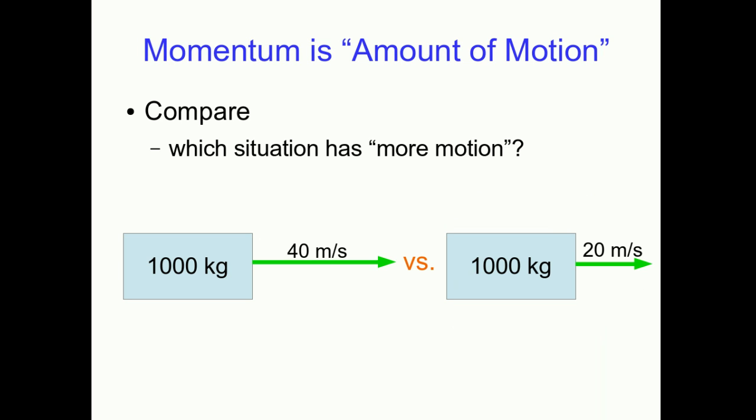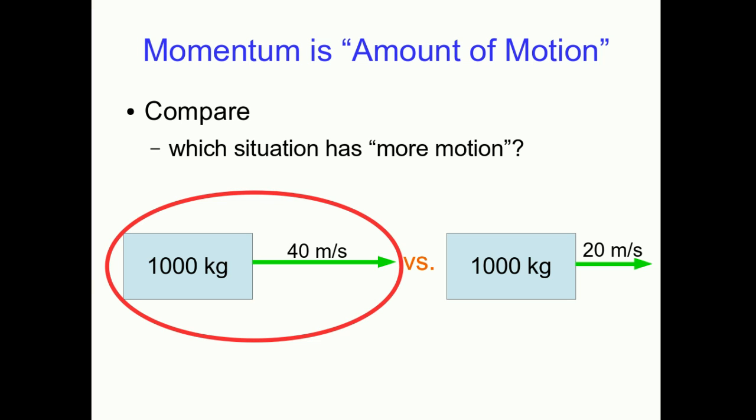Well, here's a different situation. Now the cars have the same inertia, but one is going twice as fast as the other. And again, if you ask which has more motion, I think you would agree that this one does. And again, it's reasonable to say that that's twice as much motion. The matter is moving twice as fast, and it has twice as much momentum. So we can think of momentum as a measure of the amount of motion in our system.